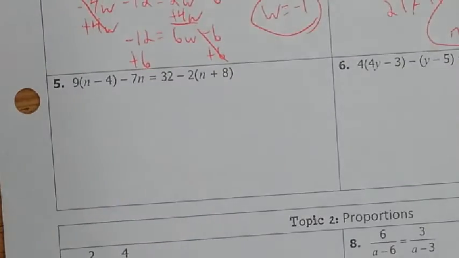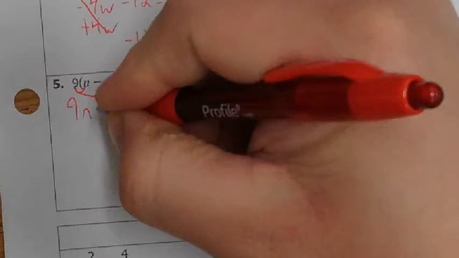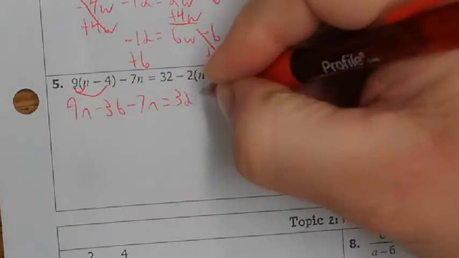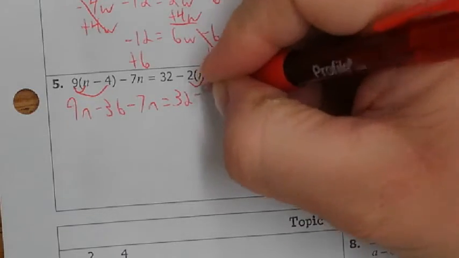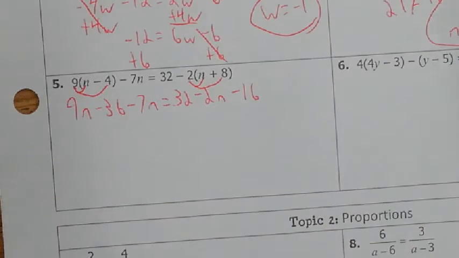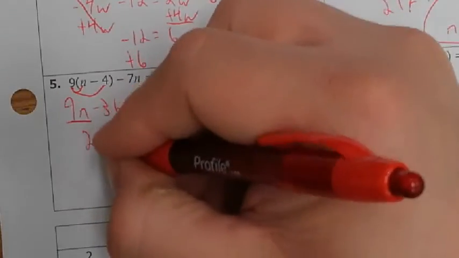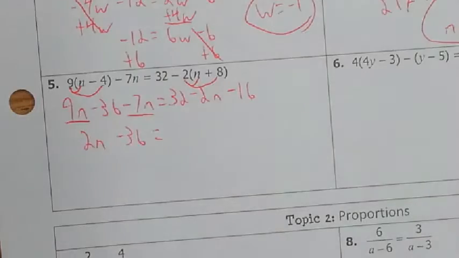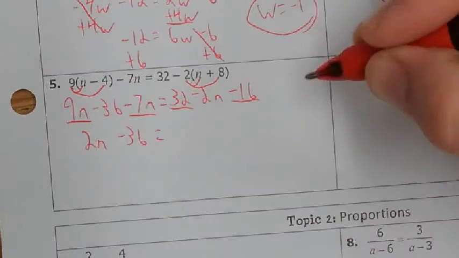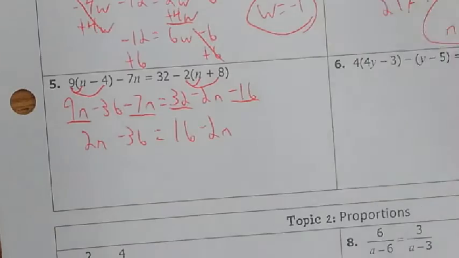Okay, number 5. You're going to distribute. 9 times n is 9n. Okay, 9 times negative 4 is negative 36. Minus 7n equals 32. Negative 2 times n is negative 2n. Negative 2 times 8 is negative 16. So now you're going to do 9n minus 7n. That would give you 2n minus 36. Combine like terms on the other side. You would do 32 minus 16. 32 minus 16 is 16 minus 2n.